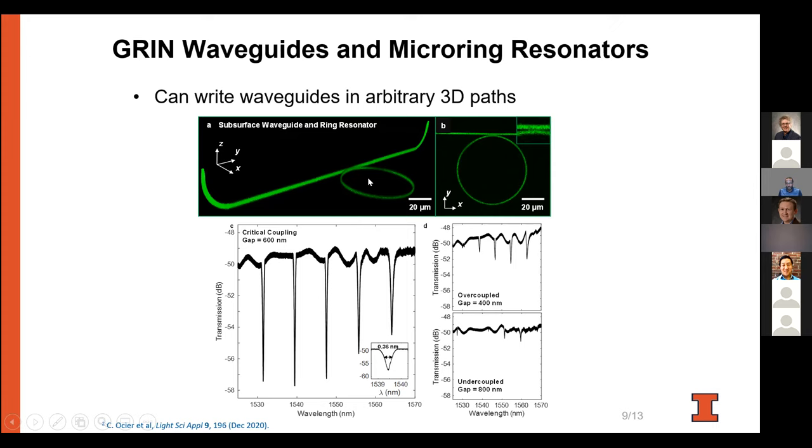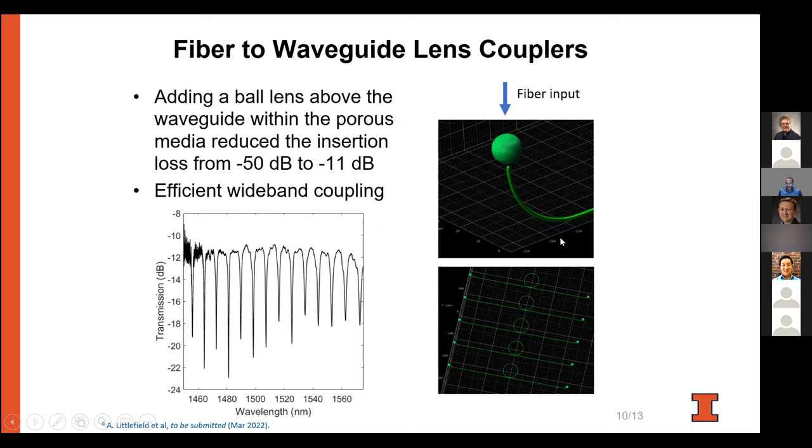In our very first attempt, so this was the publication from 2020, you can see the microring resonator has these very nice dips. The one challenge is that the coupling loss is rather poor. So we're at 50 dB of insertion loss going from fiber into the waveguide and then back out. In recent months, we've added a lens coupler to be able to collect the light from the fiber and focus it into the waveguide before it goes into the microring resonator. This produces a very efficient wideband coupling. So you can see from 1440 or 1450 to 1575, we have about the same amount of loss. So it's down now to 11 dB of coupling loss.